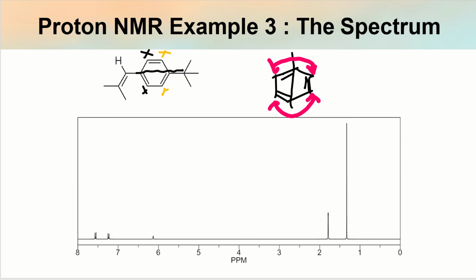All right, so if that's the case, then all of these are in the same environment, right? Then these would be 2, then we will have 3, clearly this would be 4, and then these terminal methyls would be in the same environment as well.